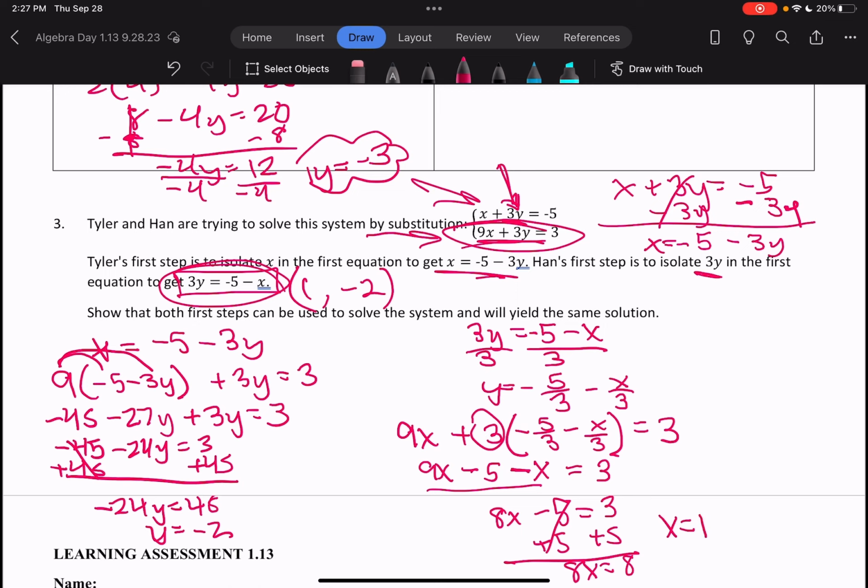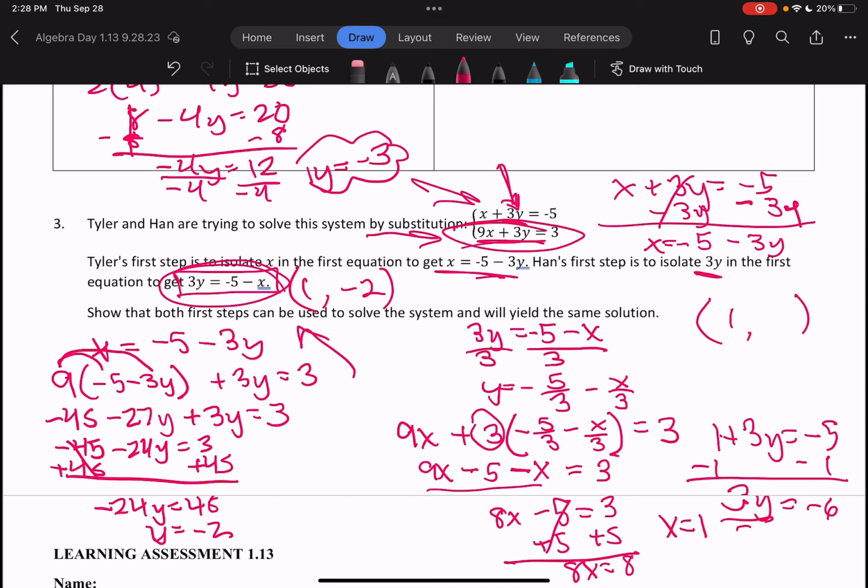Now notice, that's also what I got over here. So 1 comma, now we need to figure out what we would get for y. So if I plug in 1 plus 3y equals negative 5, subtract 1 from both sides, we get 3y equals negative 6, divide both sides by 3, y equals negative 2. So notice that we did it differently, but we got the same answer.